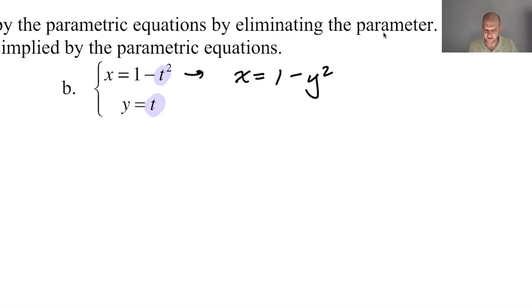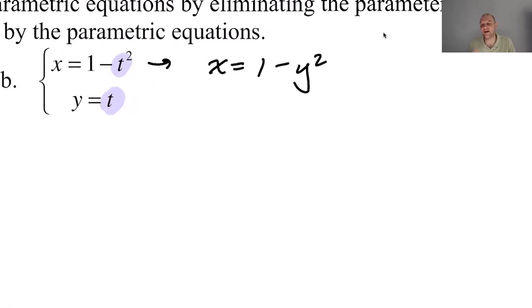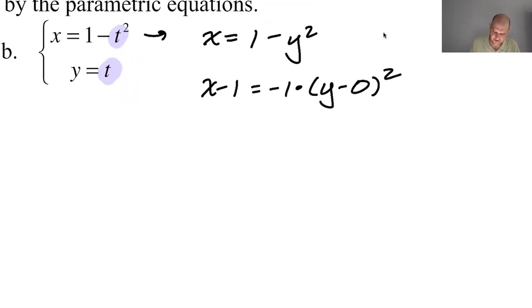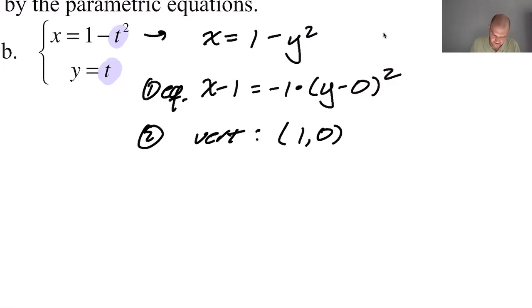Boom, done. So in terms of graphing this, you might prefer to rearrange it to negative 1 times (y minus 0) squared, plus 1. And so this is a parabola. And now maybe you want to list all the things about the parabola. Maybe you don't. What else you got? You got your vertex, right? And that's going to be at (1, 0).